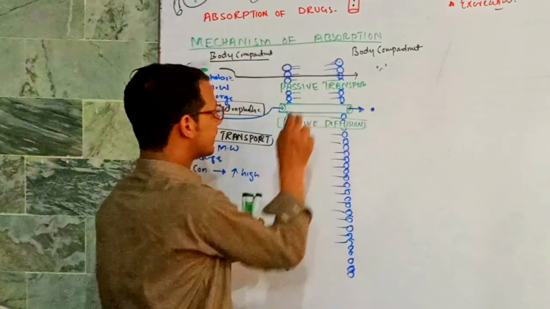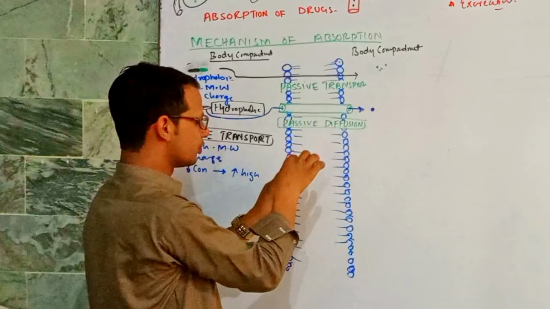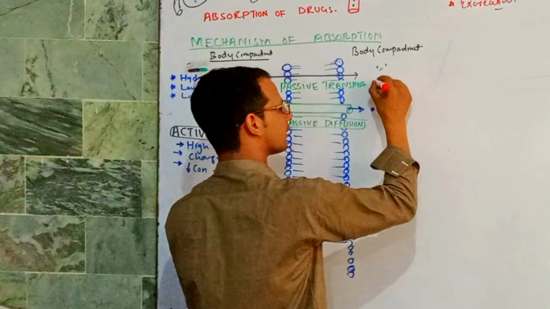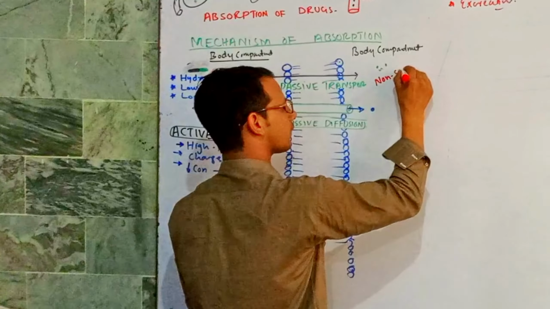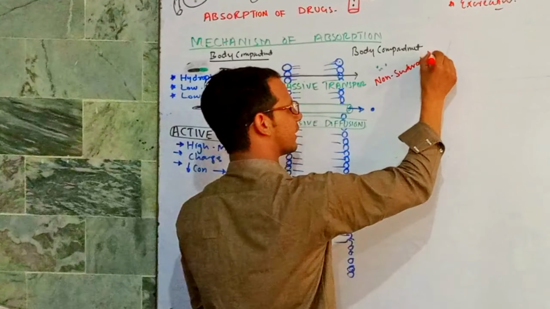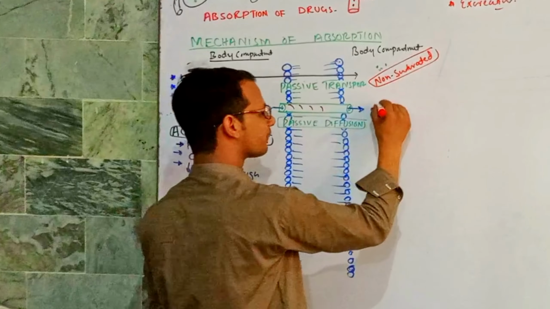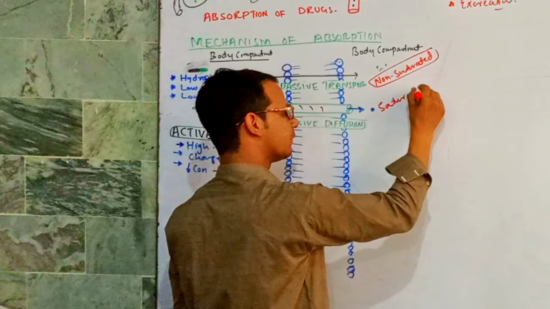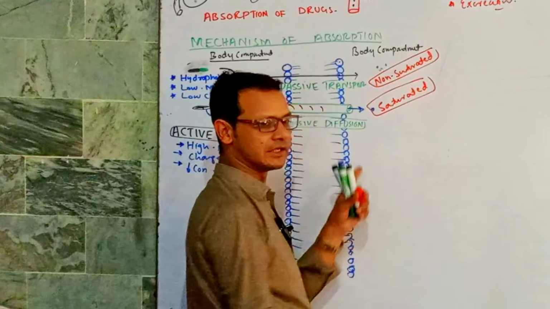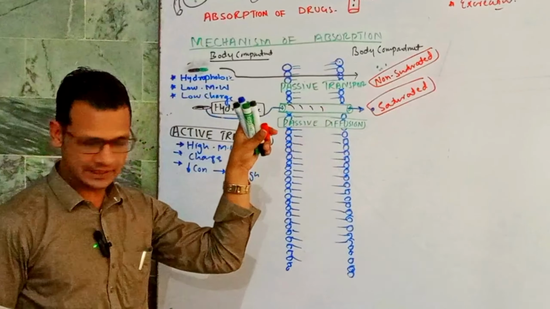Another thing, this passive diffusion cannot be saturated, non-saturated, because this is lipid soluble. But this one can be saturated, and we can block this channel by competitive inhibitors, right?